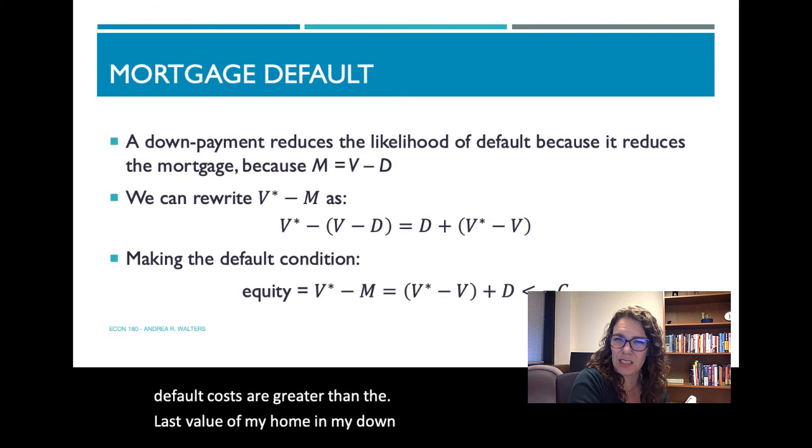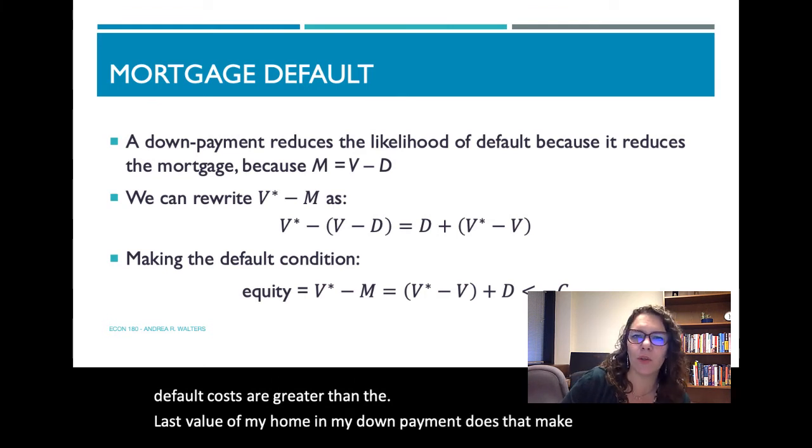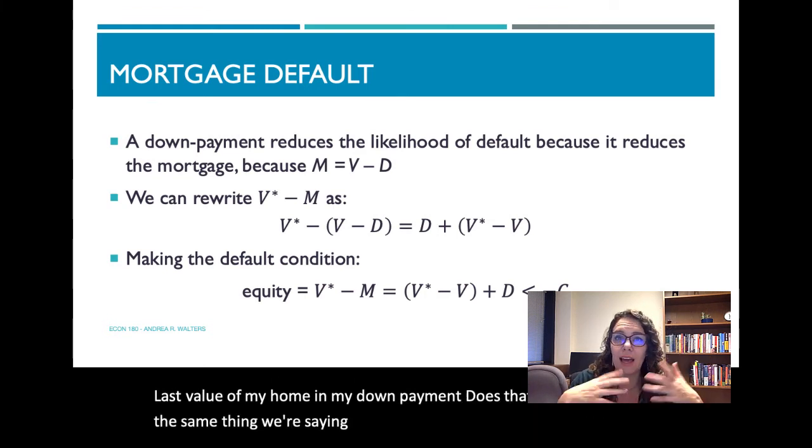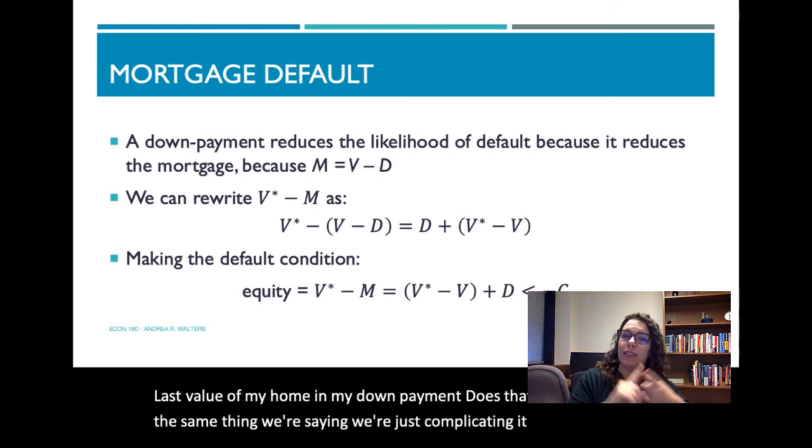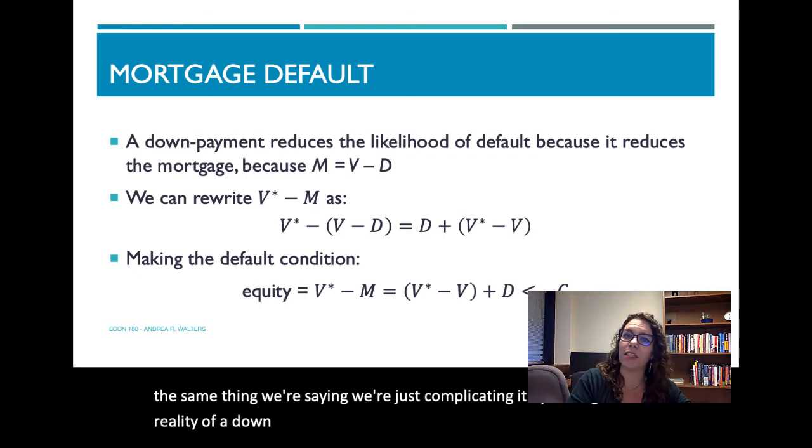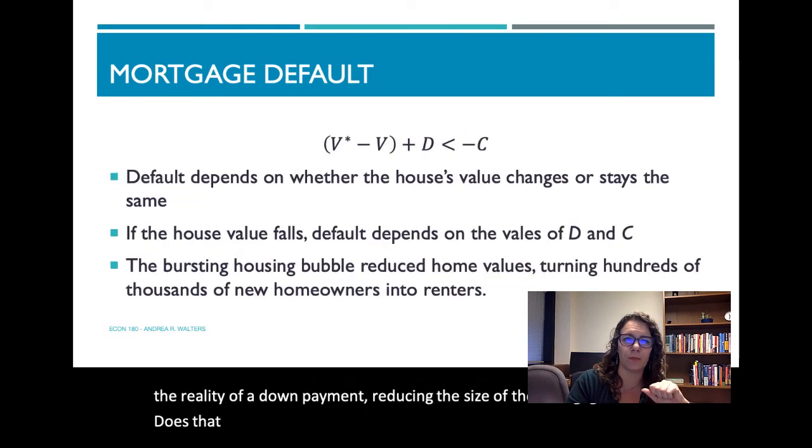Does that make sense? It's the same thing we're saying, we're just complicating it by adding in the reality of a down payment reducing the size of the mortgage. Does that make sense? I hope so. Let me know if it doesn't.